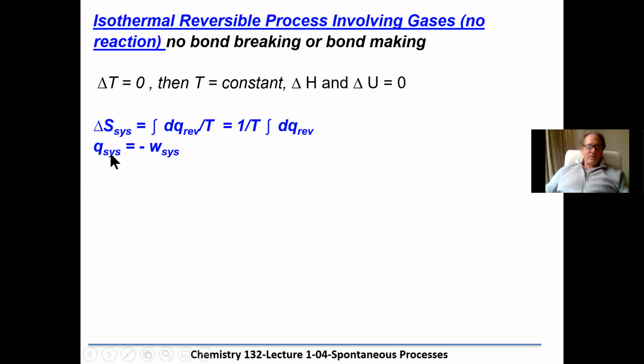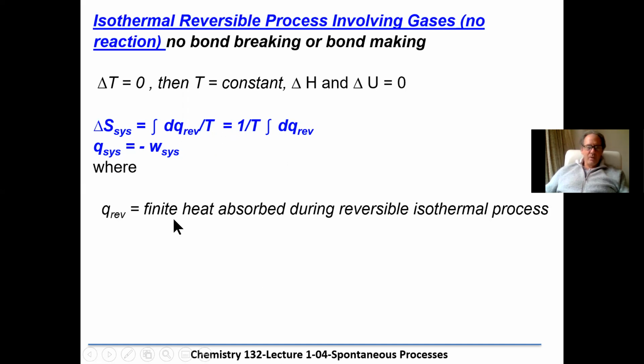We know for an isothermal system that since delta U equals Q plus W and delta U is 0, Q must equal minus W. The work done on the system is equal and opposite to the heat. Now, Q reversible is a finite amount of heat absorbed during reversible isothermal processes. In order to keep the temperature constant, heat has to flow, because remember, temperature is a measure of the average kinetic energy of the particles.